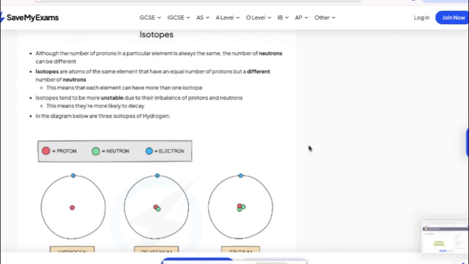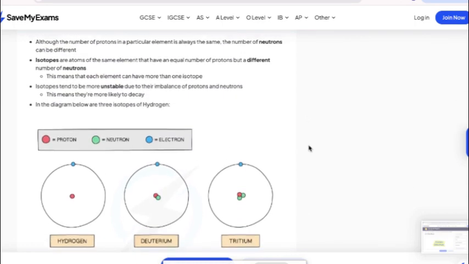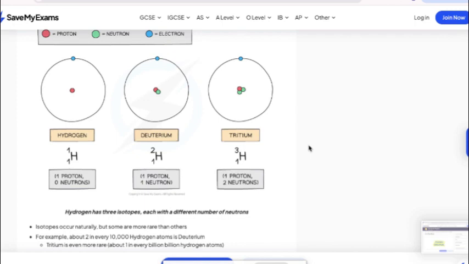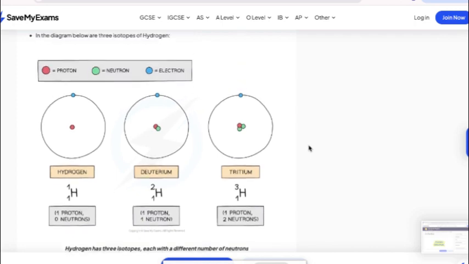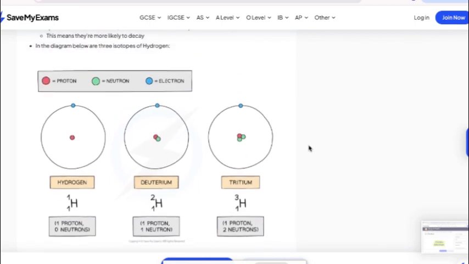And this happens to isotopes. Because they are likely unstable because of the imbalance in their protons and neutrons, they are likely to decay. And as such, they emit particles like alpha particles, beta particles, and gamma rays, which we're going to talk about under radioactivity. Okay, so we already know how to represent protons, neutrons, and electrons.